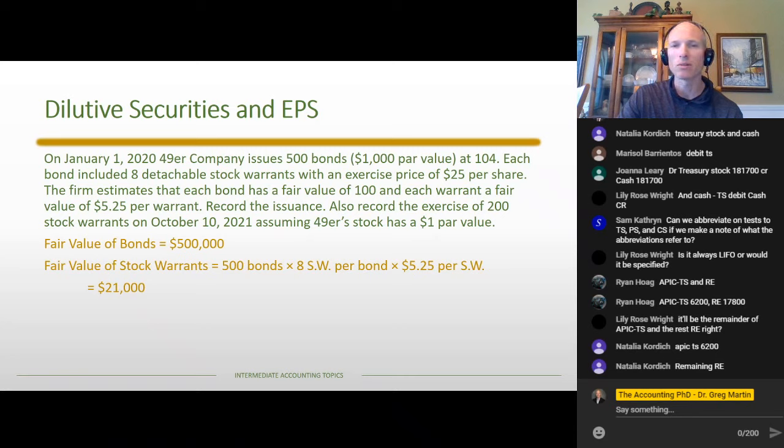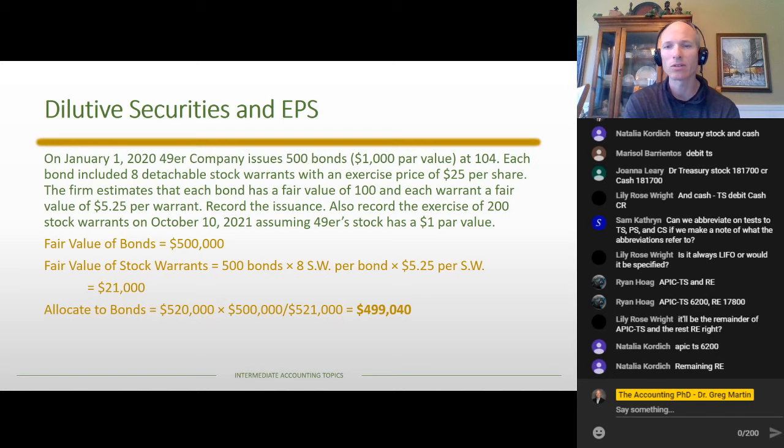However, that is not the amount that we raised at the issuance. What we raised at the issuance is $520,000, which is 104 applied to the 500 bonds. So we have to allocate an amount to the bonds based on the relative proportion. The fair value of the bonds is 500, the total fair value is 521. That is the proportion that we're going to deal with. We take that proportion and apply it to the actual proceeds from the issuance, in this case $520,000. And so we allocate to the bonds $499,040 based on that proportion.